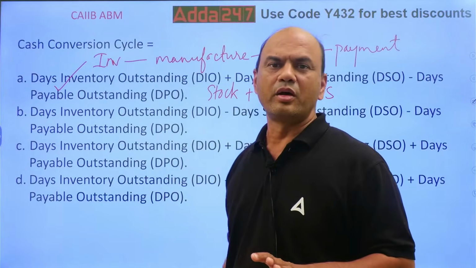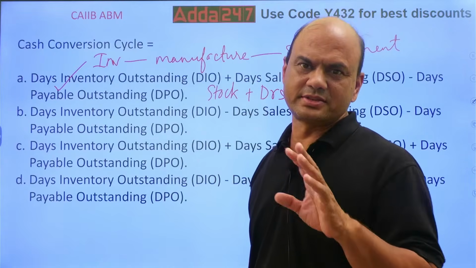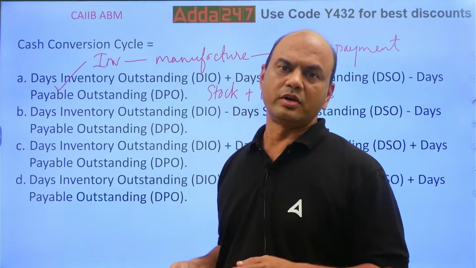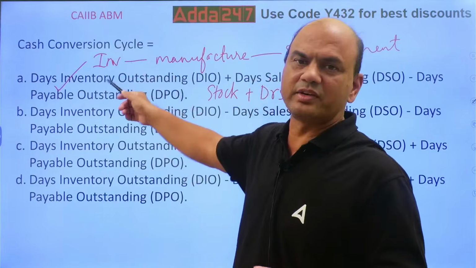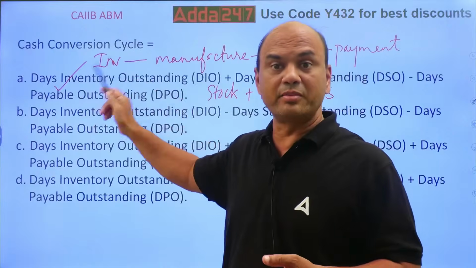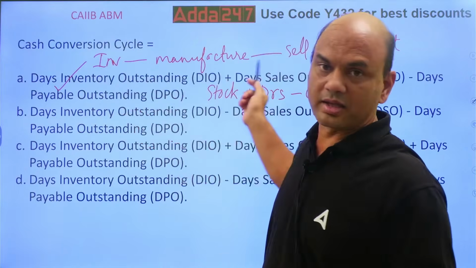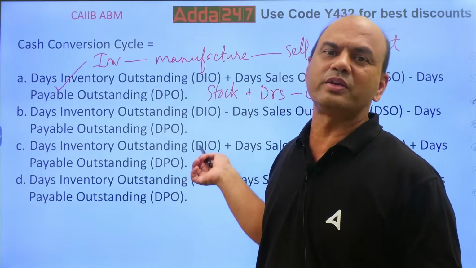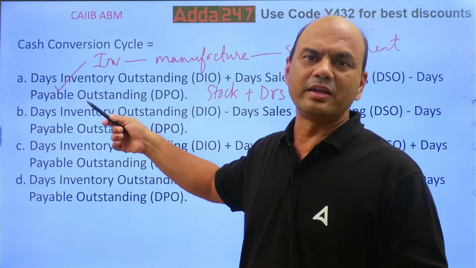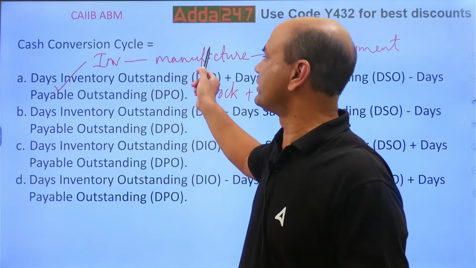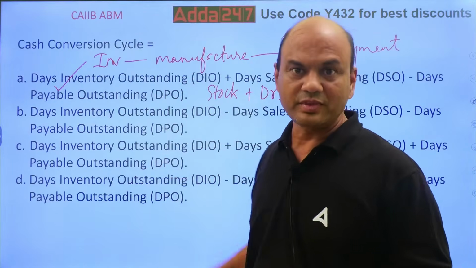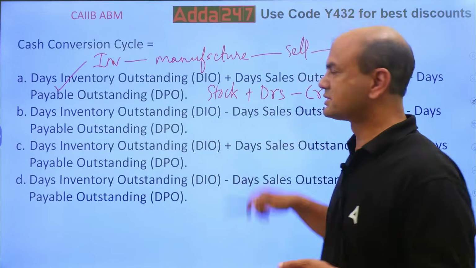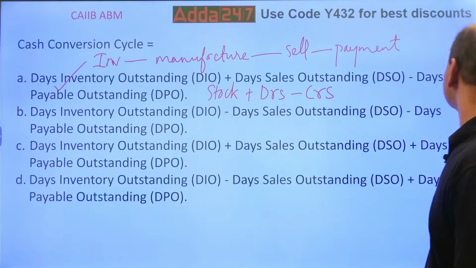Generally, the operating cycle includes many more things, but here you always have to be fast. The operating cycle will include all these things: inventory, manufacturing time, debtor time, and then minus creditor time. So basically, inventory plus manufacturing means stock only. Debtor time means debtors. Minus creditor time means creditors. That's it. Next.